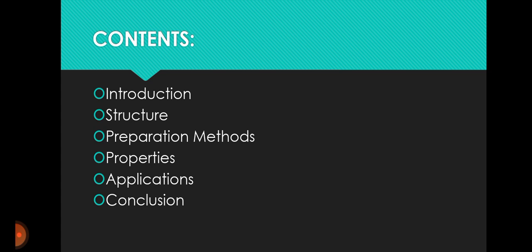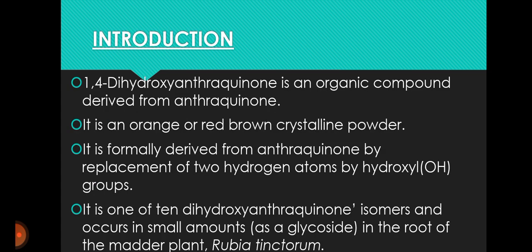I would like to begin by drawing your attention toward the topic 1,4-dihydroxyanthraquinone, which is basically a derivative of anthraquinone. Anthraquinone is an important component and a member of the quinone family. It is an aromatic organic compound. Aromatic compounds are those compounds which contain a benzene ring.